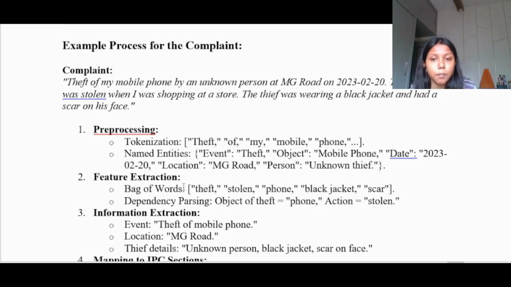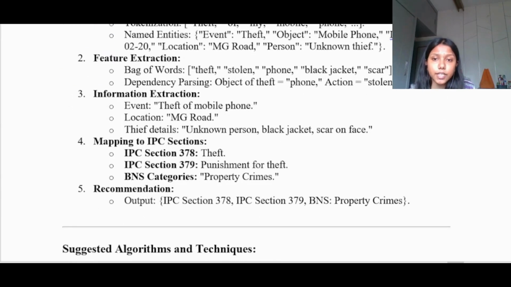Feature extraction. Bag of words are theft, stolen, phone, black jacket, scar. Dependency parsing. Now object of the theft is phone and the action is stolen. Information extraction. The event is theft of mobile phone. The location is MG Road. Thief details. The thief is an unknown person, black jacket and scar on face.